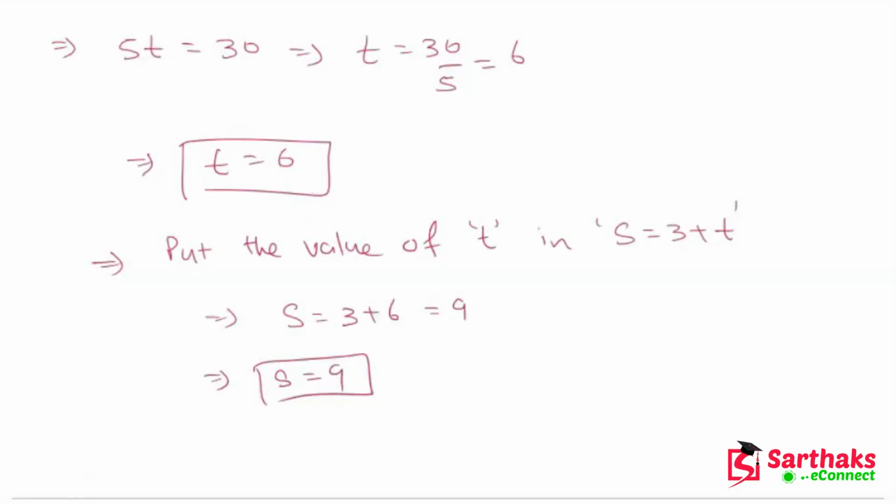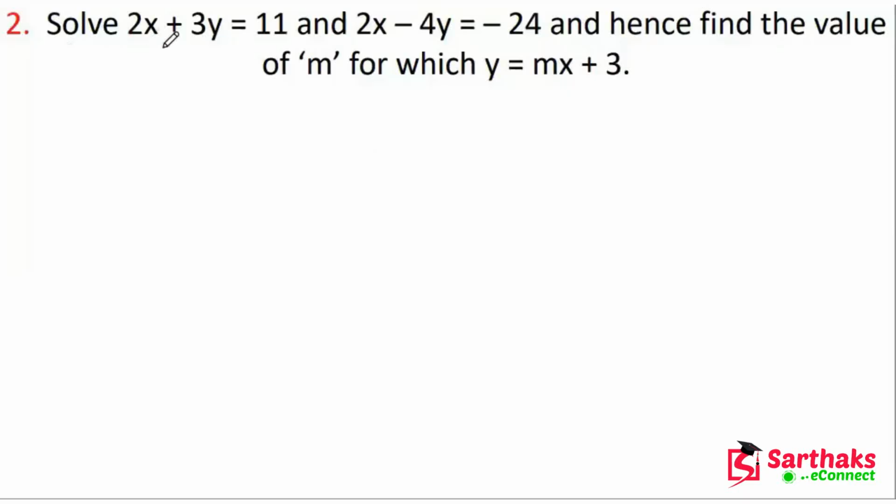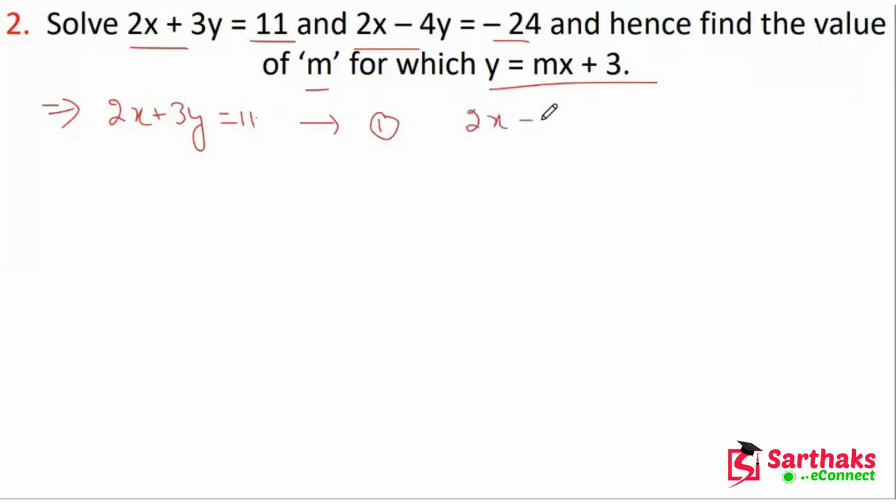Okay, so now my dear friends, let's move on. Now solve 2x plus 3y is equal to 11 and 2x minus 4y is equal to minus 24, and hence find the value of m for which y is equal to mx plus 3. So in this case, first of all, we have two equations. 2x plus 3y is equal to 11, this is our equation number 1, and 2x minus 4y is equal to minus 24, this is equation number 2.